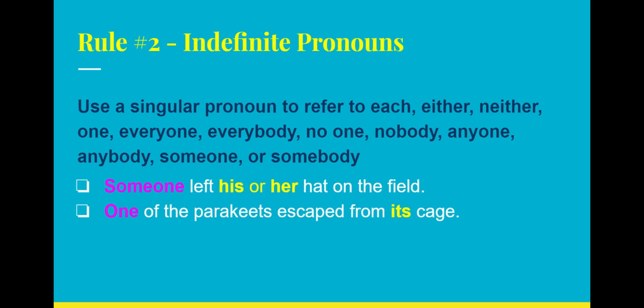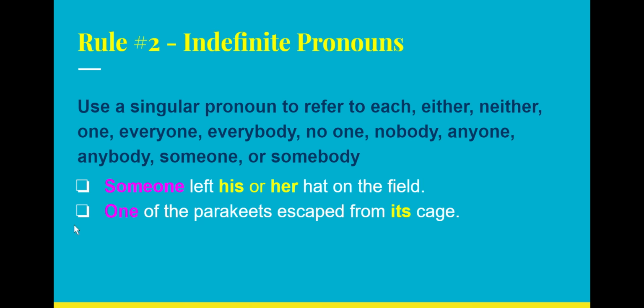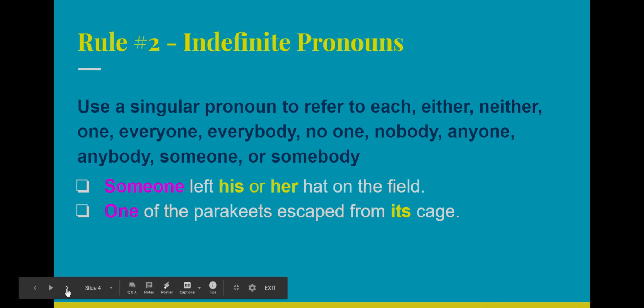So take a look at this first example. Someone left his or her hat on the field. So someone is my antecedent. It's on my list for singular, so I need to use singular pronouns, and I don't know if this person is male or female, so I'm going to use both of them. Same thing for the second example. One of the parakeets escaped from its cage. So when it comes to animals, you can refer to a singular animal as its. So one is singular, it's a singular, they match up.